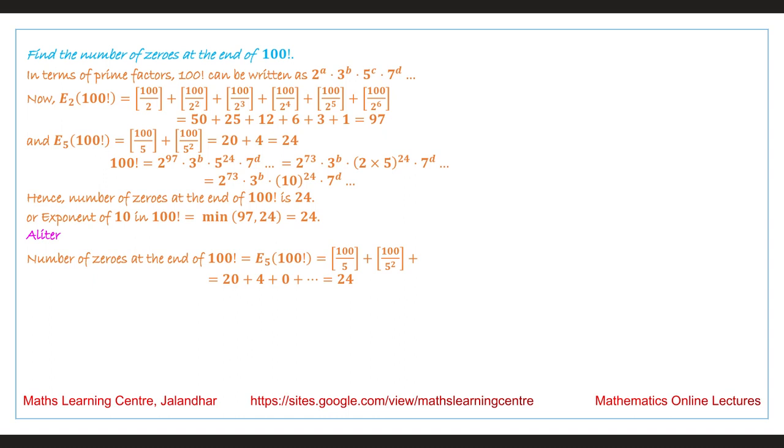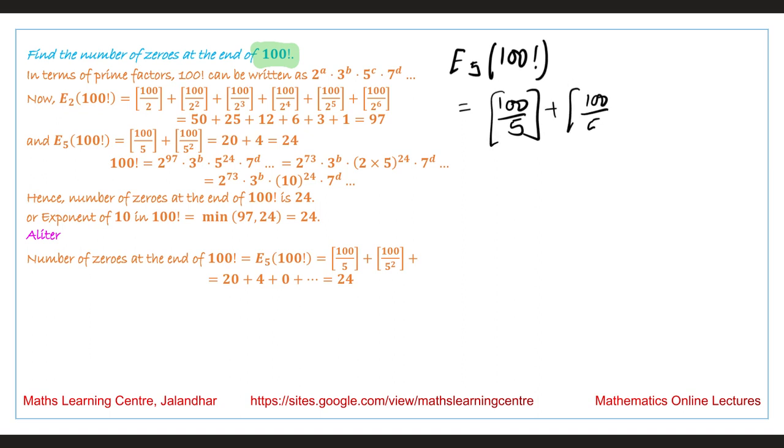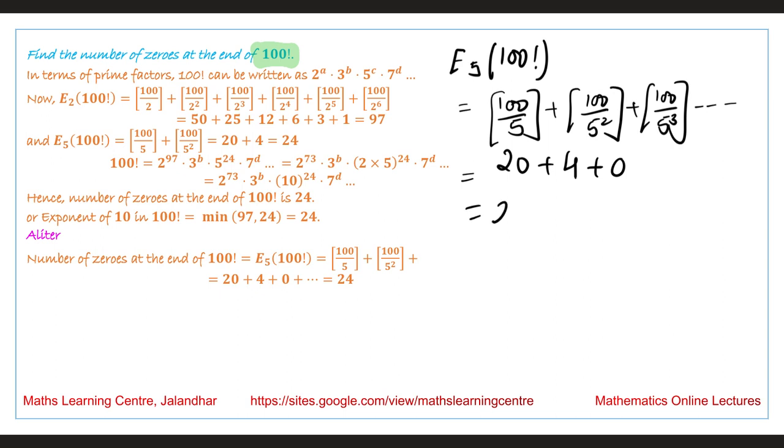Next is find the number of zeros at the end of 100 factorial. We know that the number of zeros at the end of 100 factorial is the exponent of 5 in 100 factorial. So the answer is ⌊100/5⌋ + ⌊100/5^2⌋ + ⌊100/5^3⌋. This value is 20, this value is 4, and all other values will be 0. So the answer is 24.